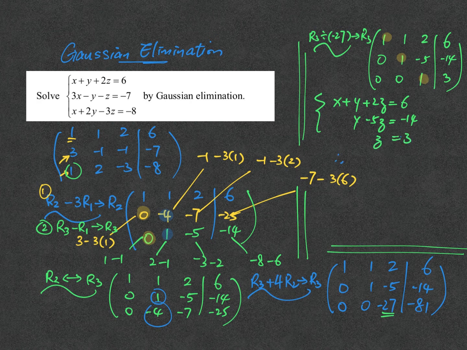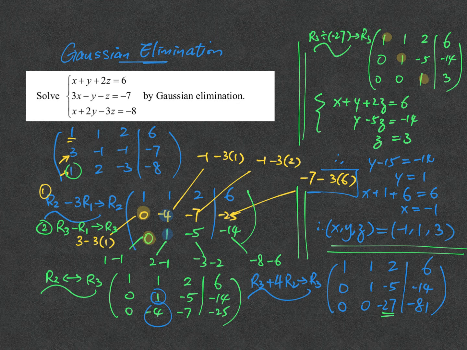Then you can go back to the substitution where y minus 15 equal to minus 14, which gives you a 1 for y. Whereas x plus 1 plus 2z, that means 6, equal to 6, and x is minus 1. So finally, we draw a conclusion. Now we solve the equation x, y, z to be minus 1, 1, and 3 respectively.